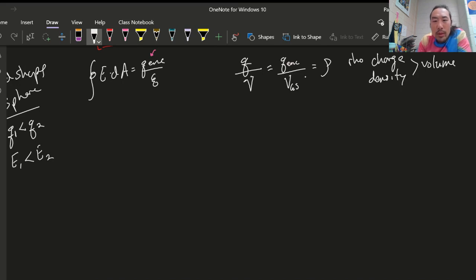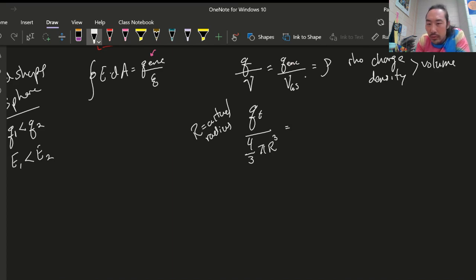So knowing this, if I were to write this as Q total over volume total, the volume total would be the total volume of the sphere. So it'd be 4/3 pi capital R cubed, where capital R is the actual radius of the sphere itself. So let's write that R is actual radius, and it's because lowercase r represents the radius of the Gaussian sphere. And so this will be Q enclosed over 4/3 pi r cubed is equal to rho.